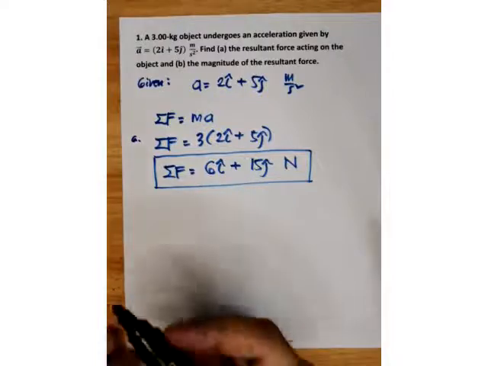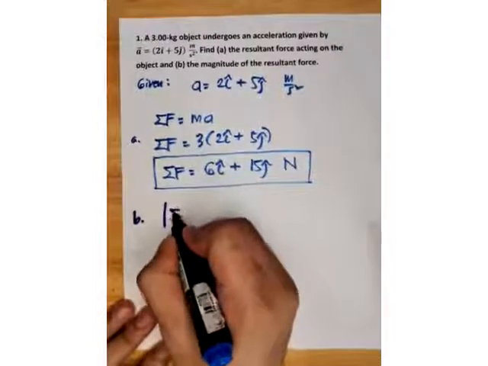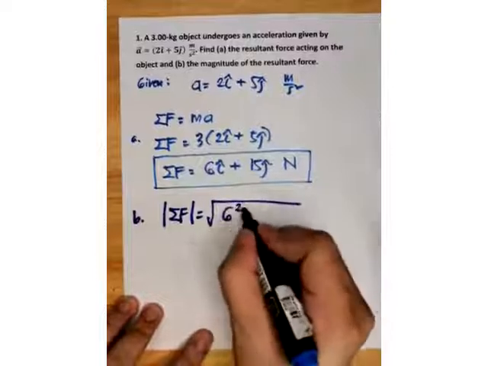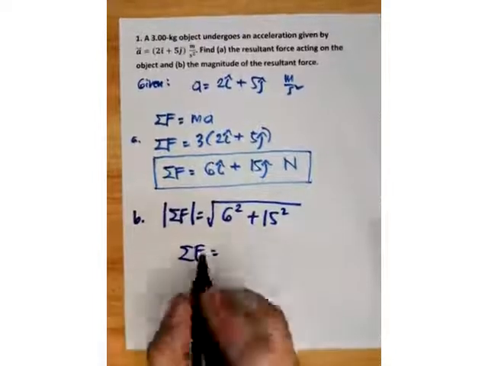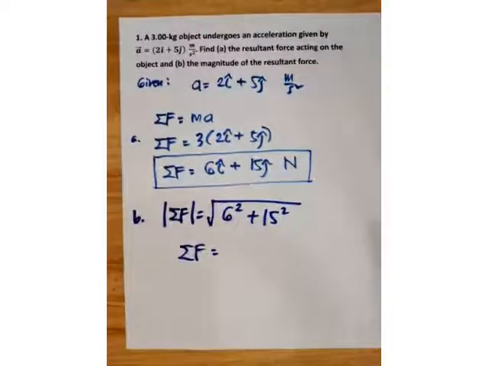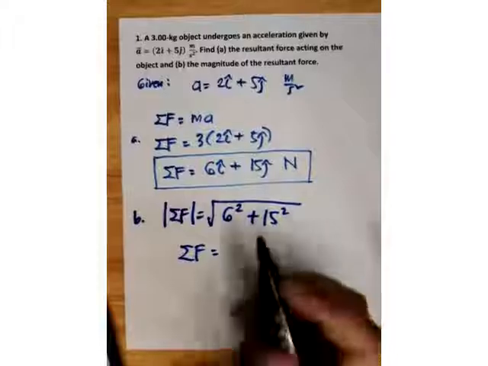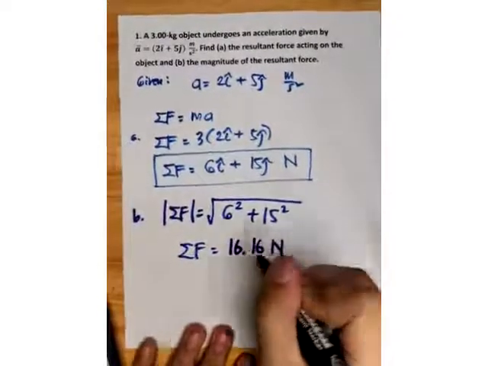Okay. In letter B, what's the magnitude of this force? The magnitude of the force is by Pythagorean theorem. So that's the square root of 6 squared plus 15 squared. So the net force magnitude is equal to... I don't have my calculator. 6 squared plus 15 squared, square root. So it's 16.16 newtons.